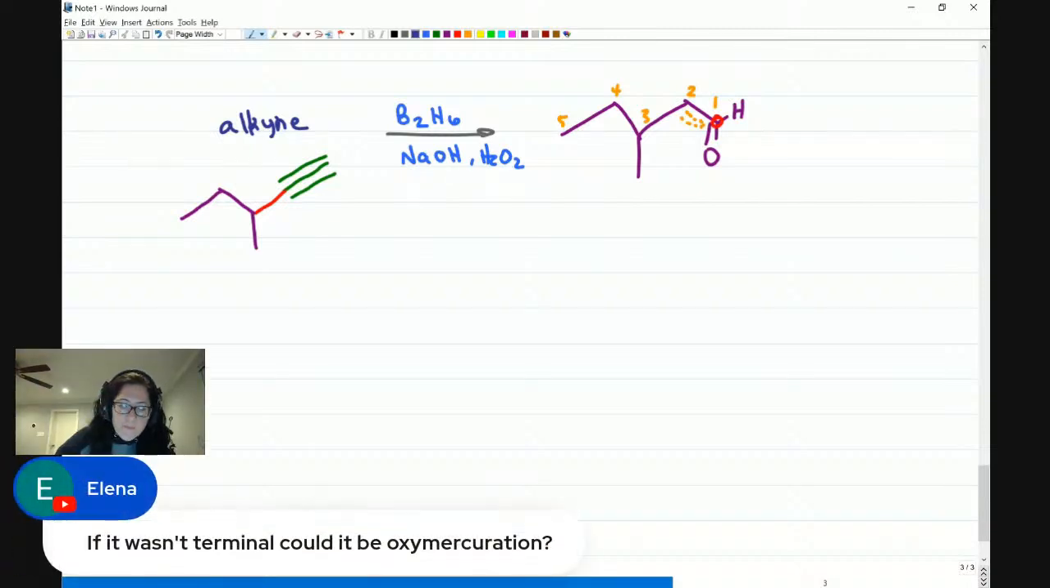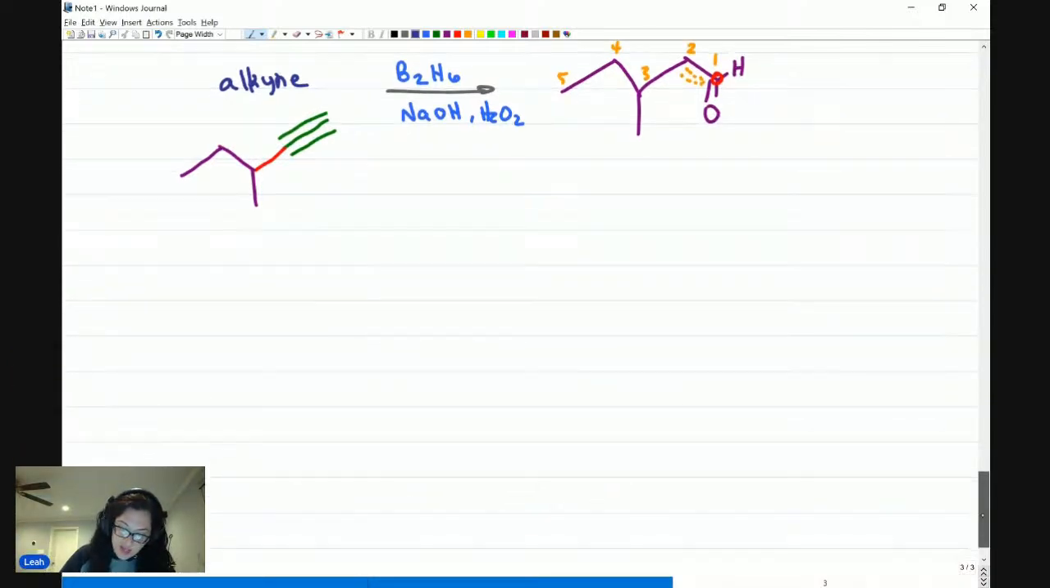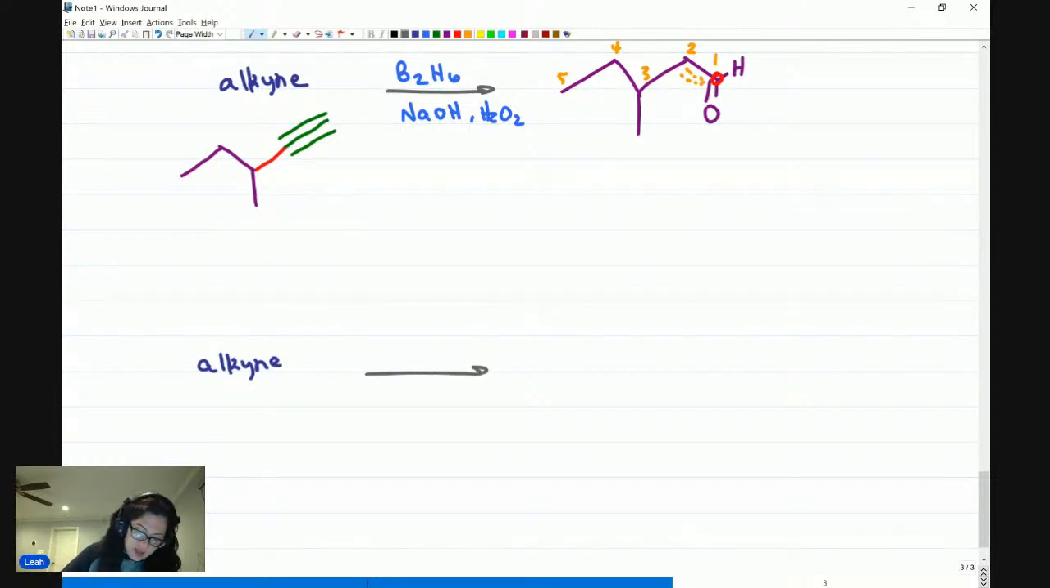Question: if it wasn't terminal, could it be oxymercuration? Yes, exactly why we check for that. Because if I gave you a similar reaction, so let's do the same situation. We have an alkyne, and somehow, some way, you have to turn it into a molecule that looks like this. Let's go with that one.